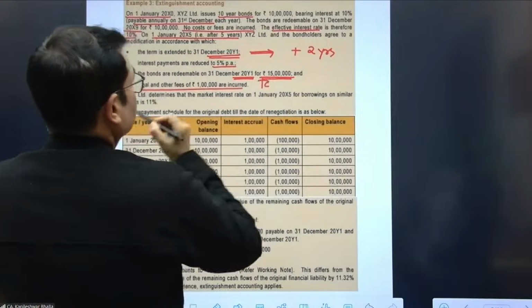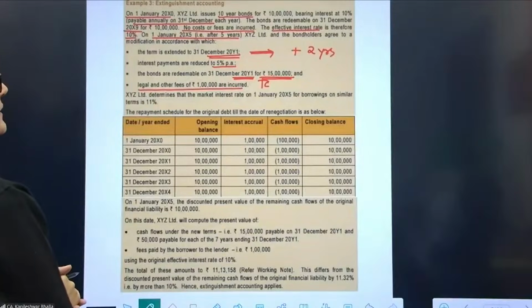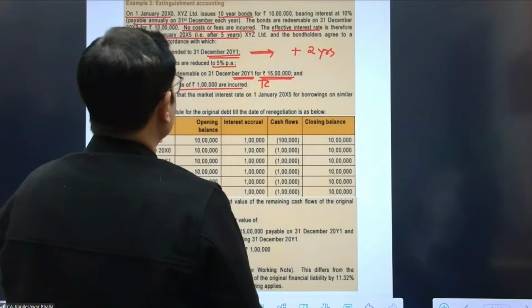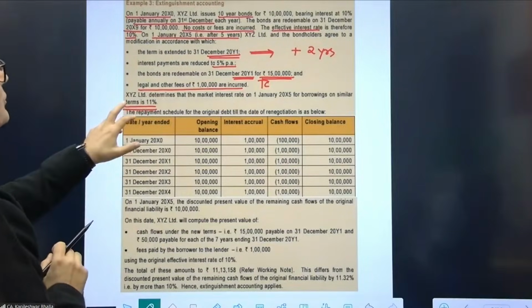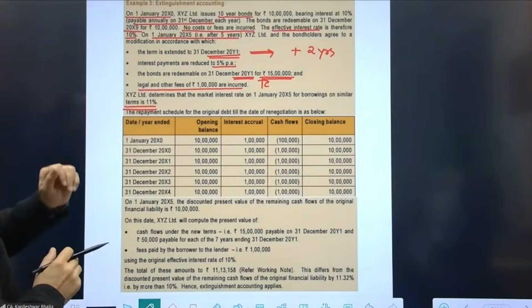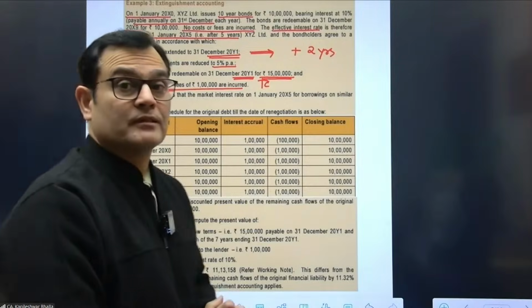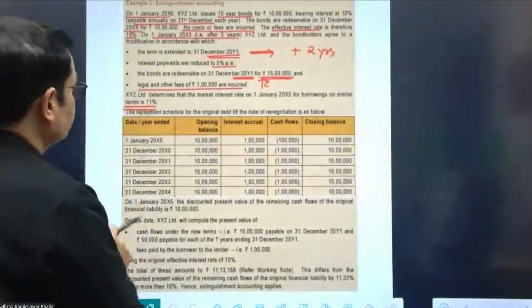So that is my transaction cost. XYZ determined that the market interest rate on January X5 for borrowings on similar terms is 11%. So this is the interest rate prevailing on the date when the renegotiations were done. That is the new rate prevailing on the date of renegotiations. But remember, in the 10% test, this has no role to play. The calculations of the 10% test are purely based on the original EIR, which is 10%.